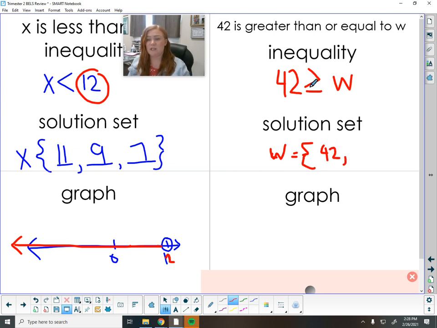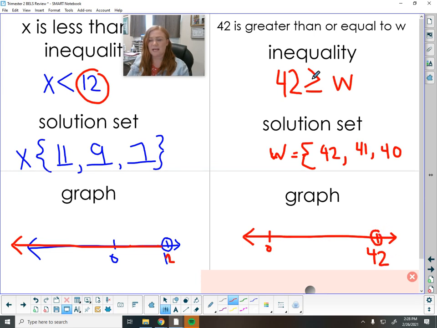And then 42 is bigger, so that means any of these numbers have to be less. So it could be 41. It could be 40. So on my graph here, I'm going to put 0 over here. And 42 is where we're starting. So I circle 42 because that's what I'm comparing it to. And we're shutting that door, so we're going to fill that in. It's trapping in 42. 42 is included. It could also equal 41 and 40. So it goes to the left here.